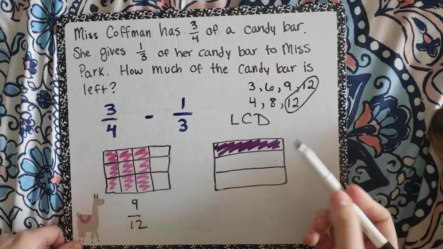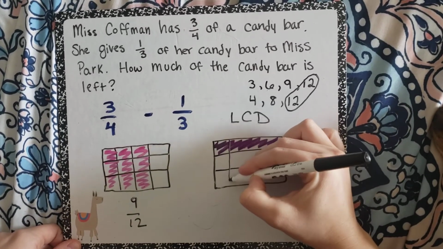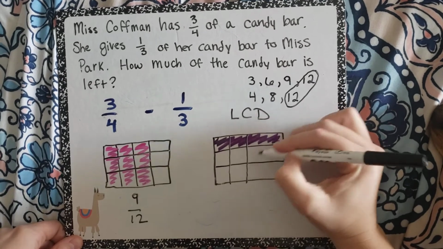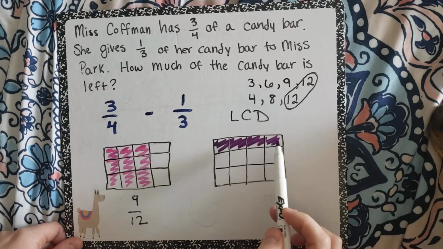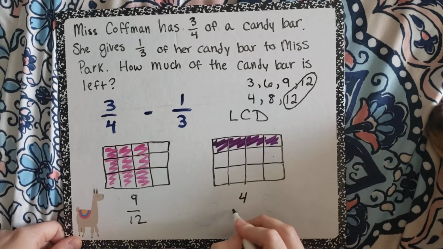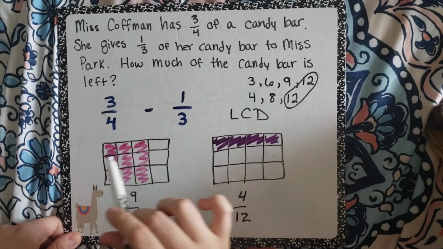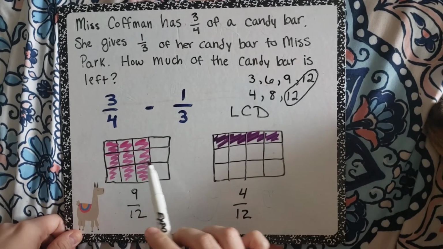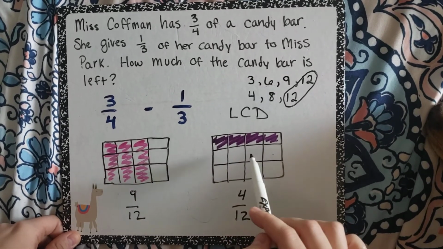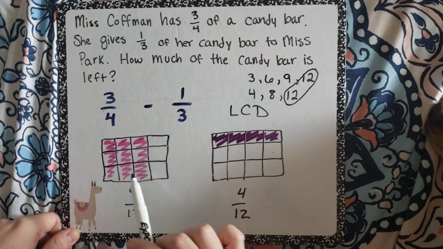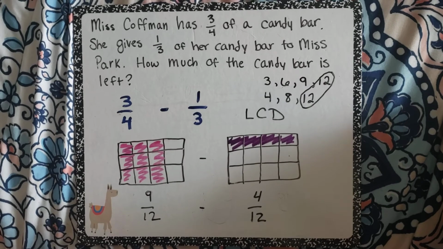And the same with this one. 3 times what equals 12? 3 times 4. So we're going to split this up into 4 columns. Now we have 1, 2, 3, 4. 4 twelfths. And you see, the important part of this model is that it's showing that you're making the pieces an equivalent size, or an equal size.